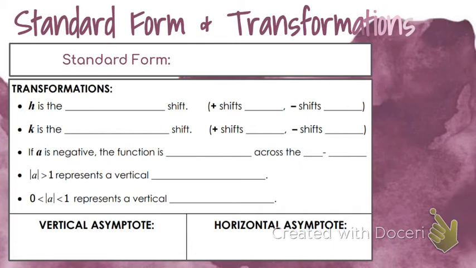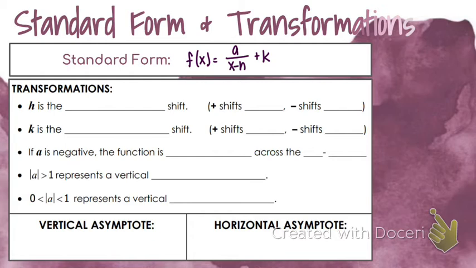Standard form of a reciprocal function is f of x equals a over x minus h plus k. And if you remember other functions that we've looked at, we've had h's and k's and a's before, and they always mean the same thing.